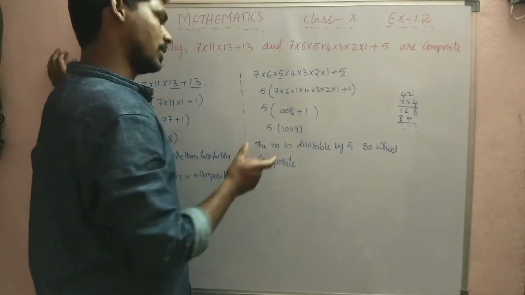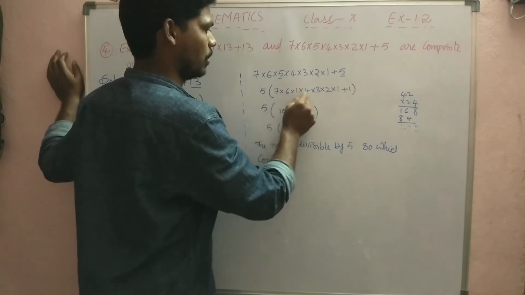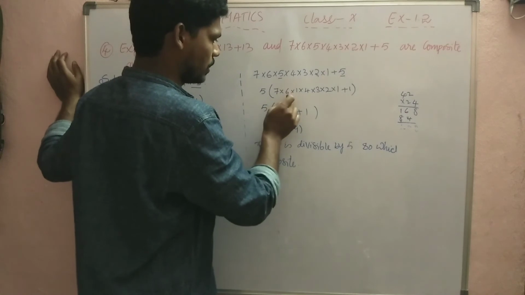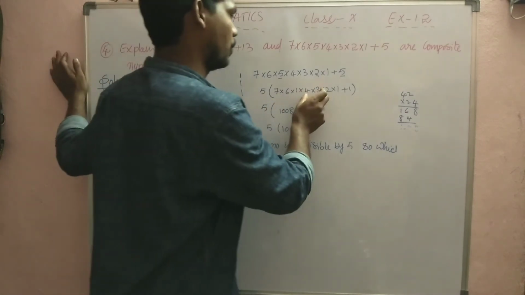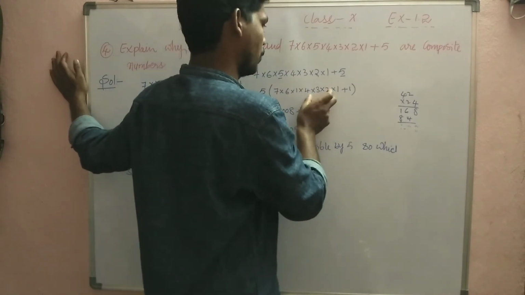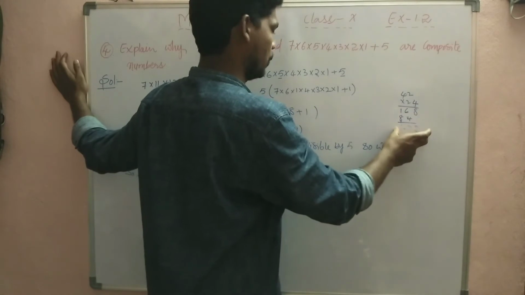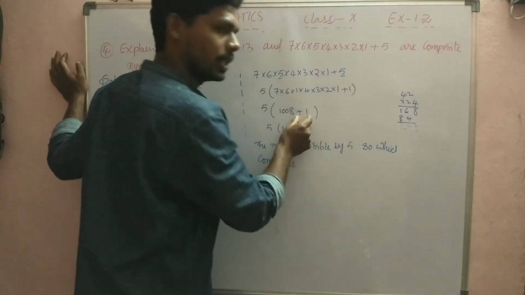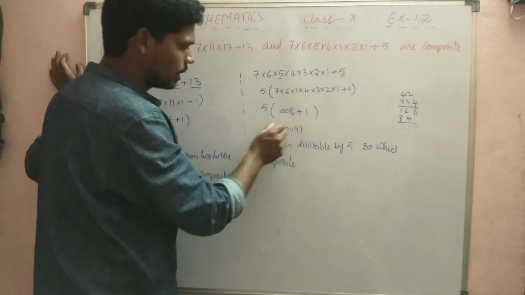Now first simplify the inner bracket: 7 into 6 into 1 into 4 into 3 into 2 into 1. 7 6 is 42, 42 into 1 is 42, 42 into 4, 4 3 is 12, 12 2 is 24, 24 into 42. If you simplify this, you get 1008. Here plus 1, put it as it is. So 1008 plus 1 is 1009 into 5.